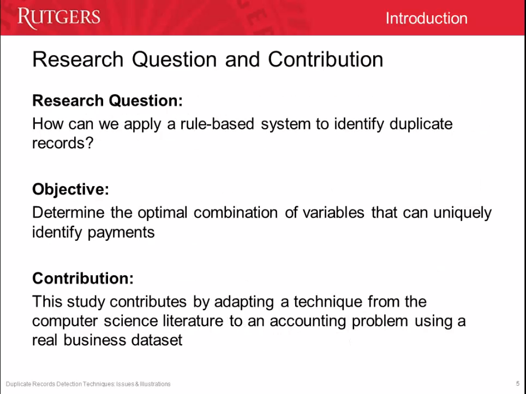In this study, what we are trying to answer is the following question: how can we apply a rule-based system to identify duplicate records? What we're trying to do here is to determine the optimal combination of variables that can lead to uniquely identifying each transaction, and that if a transaction based on those variables is found more than once, it is a duplicate.